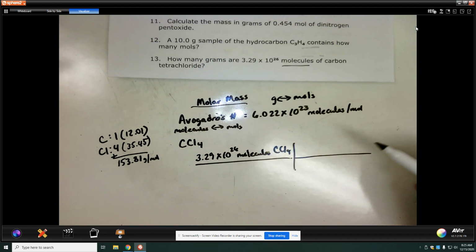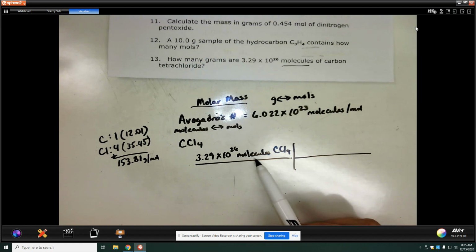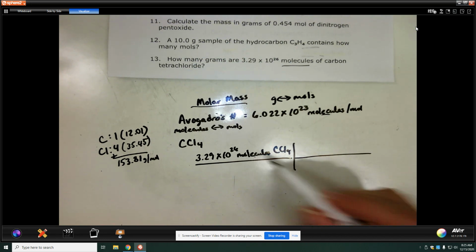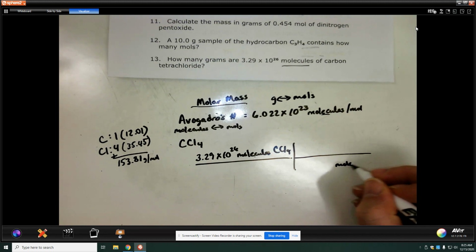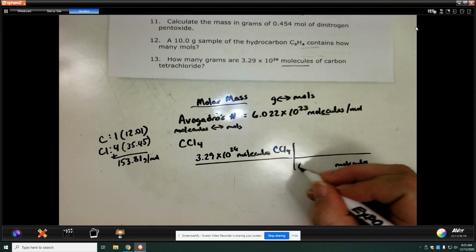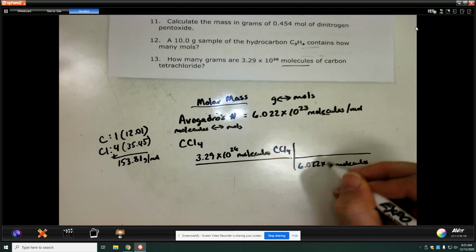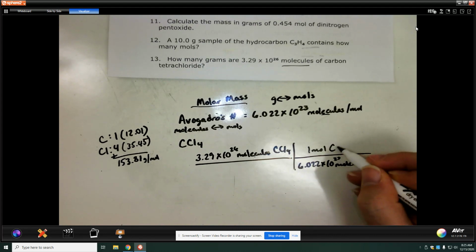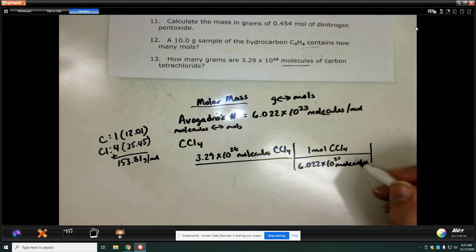Anytime you've established that you've got to use Avogadro's number, you want to go ahead and ask yourself, can I use it now? And if you have molecules or moles here, the answer is yes. So yes, we can use Avogadro's number. Molecules are here, so molecules have to go here. And that means there are 6.022 times 10 to the 23rd molecules in 1 mole of carbon tetrachloride. So molecules cancel out. Now I have moles.